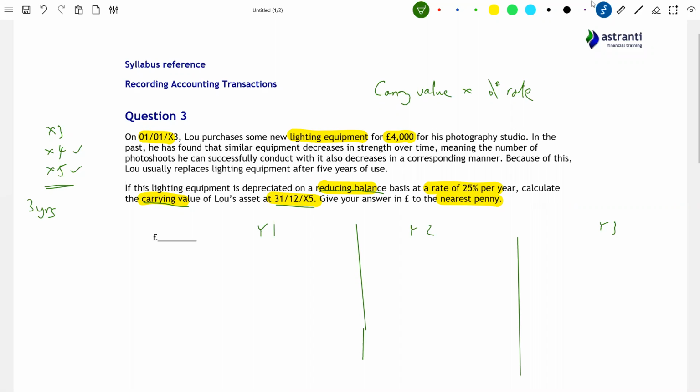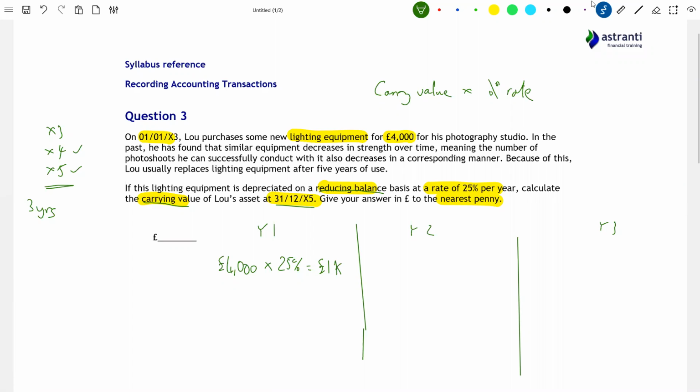So we know that the carrying value at the start of the first year of this asset's useful life is £4,000. We don't have any accumulated depreciation at this point, and so our carrying value simply is the initial cost of this asset. We then multiply this by our rate percentage, which we know to be 25%, and this gives us a depreciation figure of £1,000. Okay, so this is the annual depreciation that we need to charge in the X3 financial year.